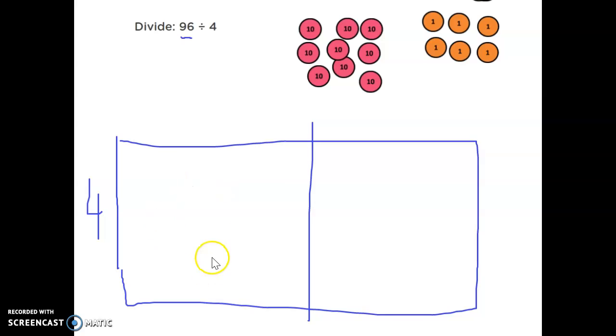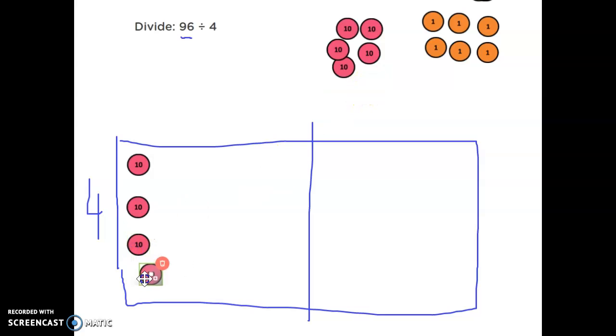In my tens place, I'm going to take all of my tens and put them into 4 equal groups. So I'm going to see how many tens I can put into 4 equal groups. So I have 1, 2, 3, 4 groups. Right now I have 10 in each of those groups.